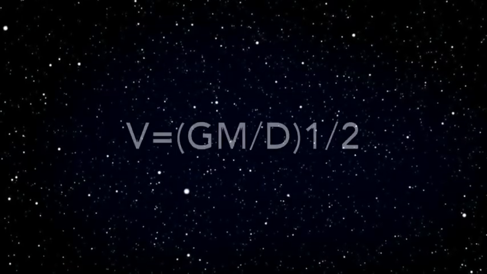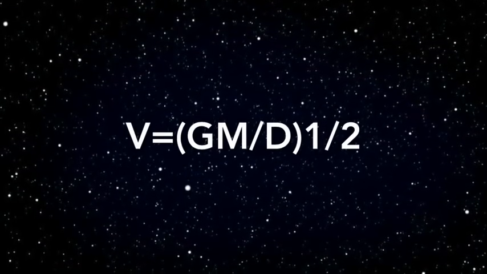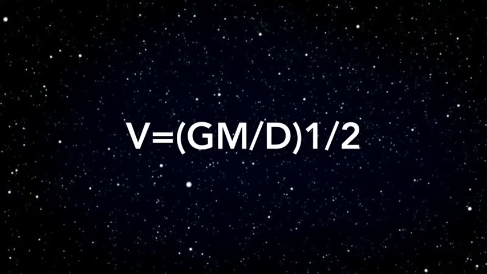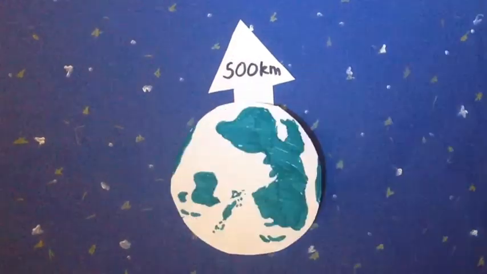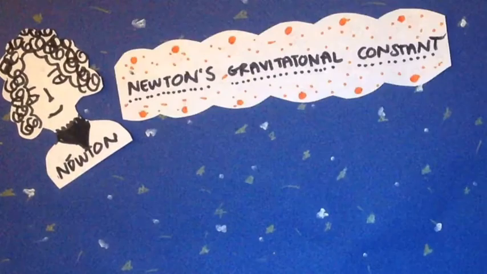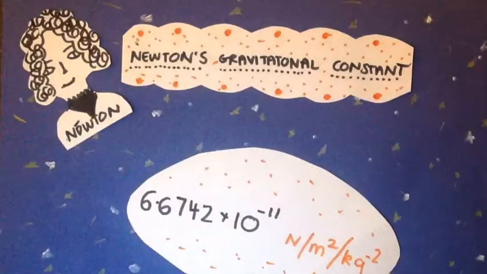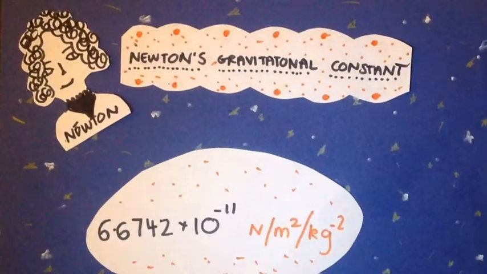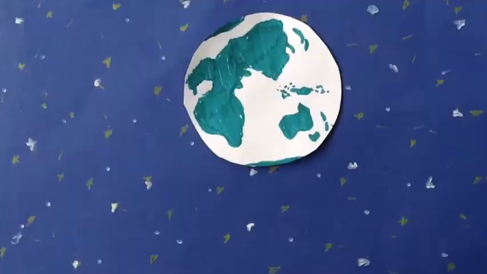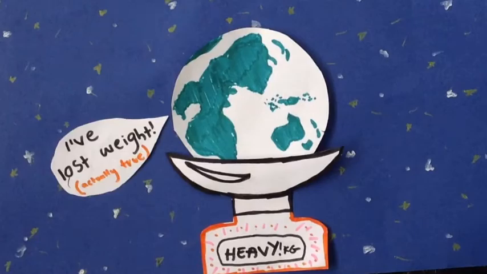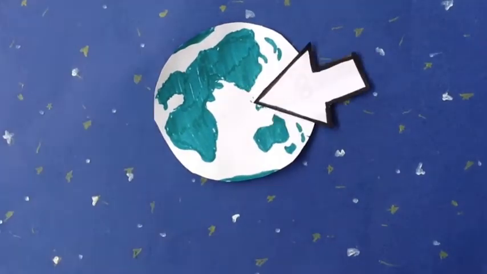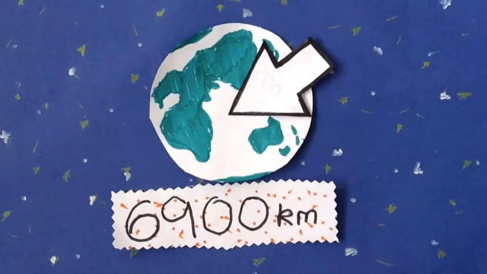This can be written as the expression velocity equals gravitational constant times mass of the Earth divided by distance from the centre of the Earth, times by half. For example, if you wanted to find the velocity needed for launching a satellite 500 kilometers into space, you would first times the gravitational constant, which is 6.6742 times 10 to the power of negative 11, by the mass of Earth, which is 5.9736 septillion kilograms, and then divide that by the distance to the centre of the Earth from this height, which is 6,900 kilometers. Then divide that whole answer by 2.